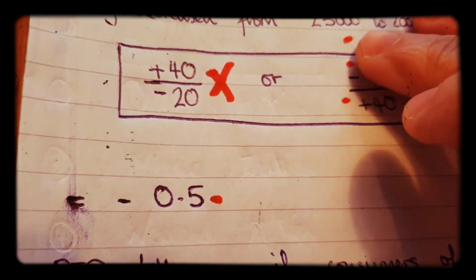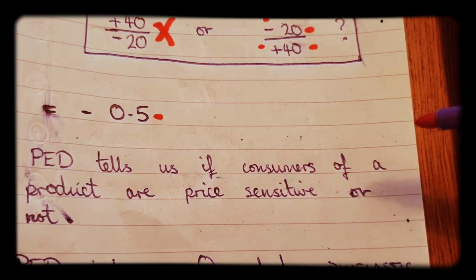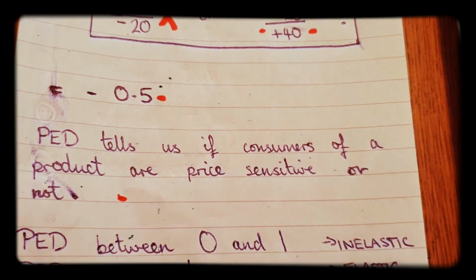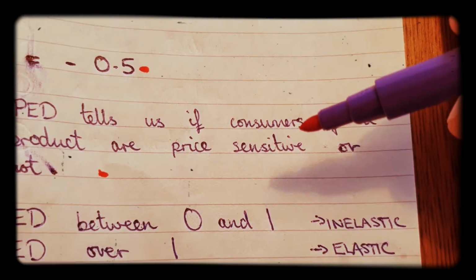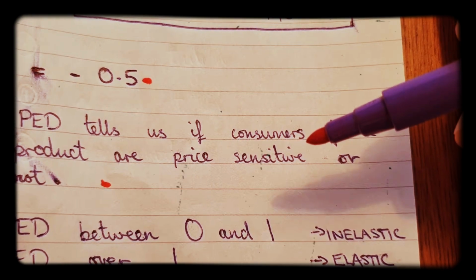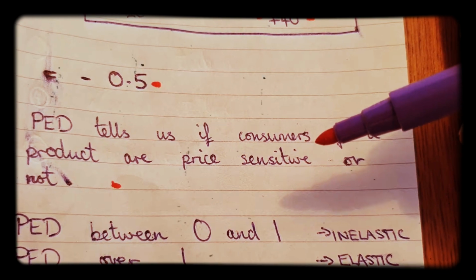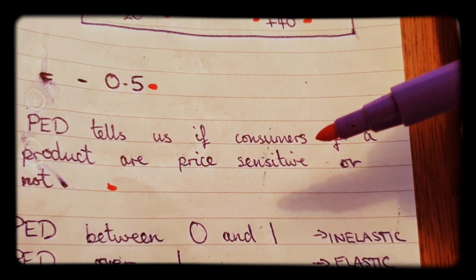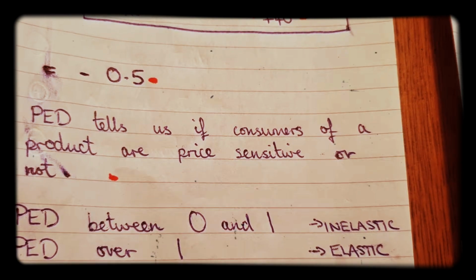So the next question is, what does it actually mean? So the PED of something tells us if the consumers of a product are price sensitive or not. Okay, so if a consumer is very price sensitive, so the price of a good means a lot to them, and if the price goes up, they're likely to cut their consumption, this is known as elastic. Now, on the other hand, if people are not very price sensitive and the price could go up, but yet consumption still continues, or consumption falls but only by a little bit, this is called inelastic.